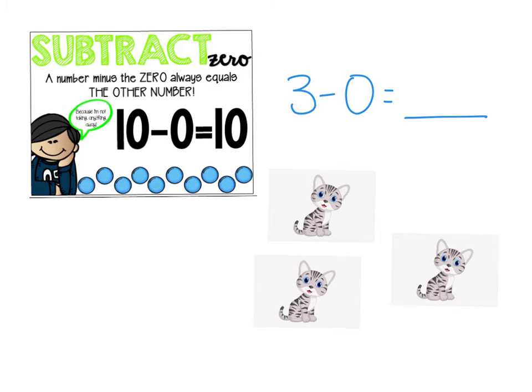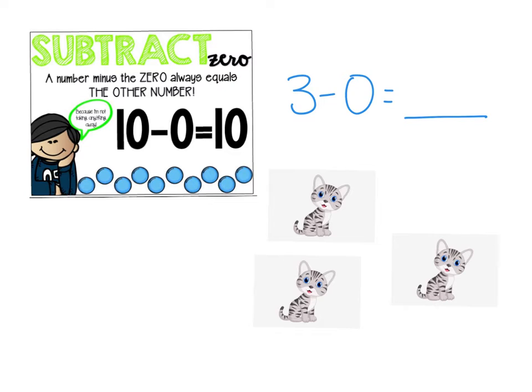Our next strategy is subtract 0. A number minus 0 always equals the other number. And that's because we didn't take anything away. Everything's still there. So if I had 10 gumballs and I didn't eat any of them, so minus 0, I would be left with 10 gumballs.